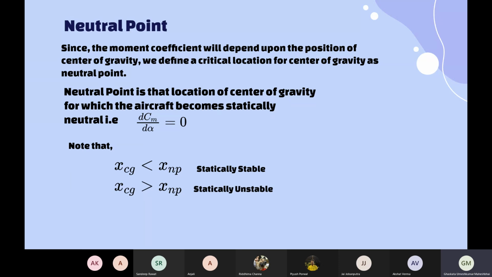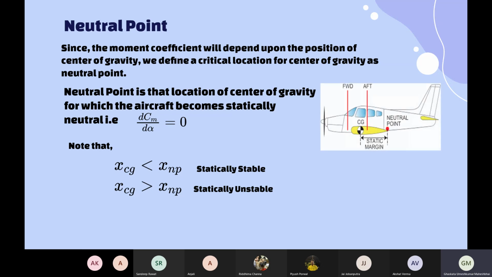Now, about the neutral point, in this figure, the new term is static margin, and it depends on the difference between these two points, the center of gravity and the neutral point. The formula for static margin looks like this. In other words, the static margin is the slope of the CM versus CL curve. This is information you need to remember. I hope it's clear.